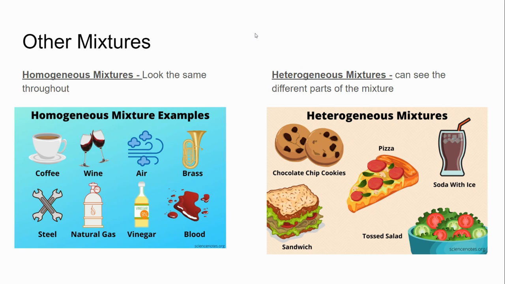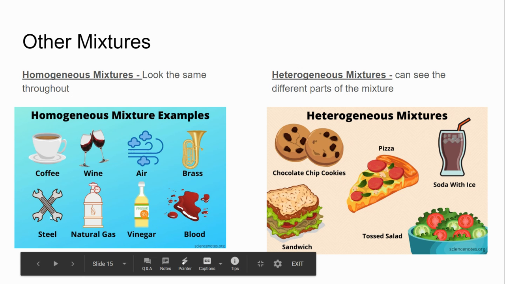Okay, now let's move away from solutions and from salts and talk about other mixtures. So homogeneous mixtures look the same throughout. So that's what we've been talking about with solutions. Solutions look the same throughout. We call them homo, homo meaning the same. Some examples: coffee, wine, air, brass, blood, vinegar, natural gas, steel. These are all actually solutions, really.